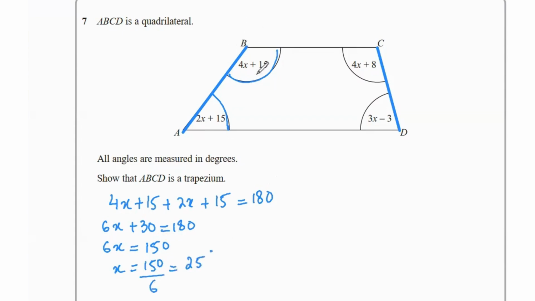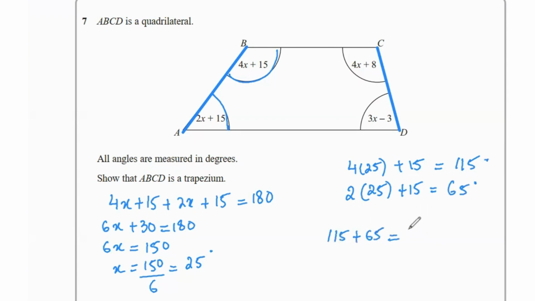Now if we find the first angle, 4 times 25 plus 15, that equals 115. Then the other one, 2 times 25 plus 15, equals 65 degrees. So when you add 115 and 65, that equals 180. Hence, supplementary angles. So this is how you know that this is a trapezium.